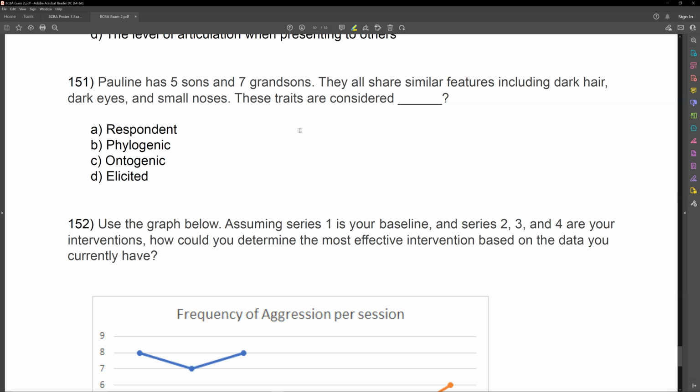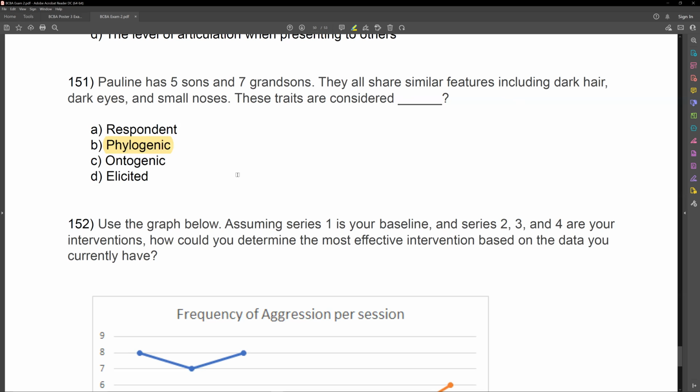So it's important that we know the difference between phylogenic and ontogenic. Now, these traits are obviously not respondent and they're not elicited. They're either going to be phylogenic or ontogenic. Phylogenic is simply biological nature, evolution, genetics, things like dark hair, dark eyes, and small noses. So these type of traits that are passed down from generation to generation, biologically, genetically, that's considered phylogenic.